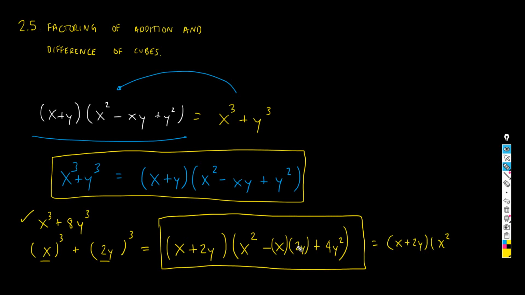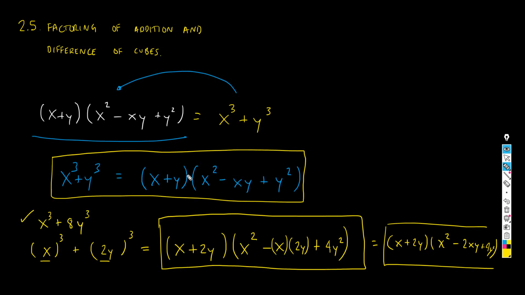Like you actually bring this coefficient to the very beginning of that term. So it's going to look like this: minus 2xy plus 4y squared, barely fitting right there. Okay, and this also would be correct. Both of these things are the same, clearly. So that's how it works for addition of cubes.